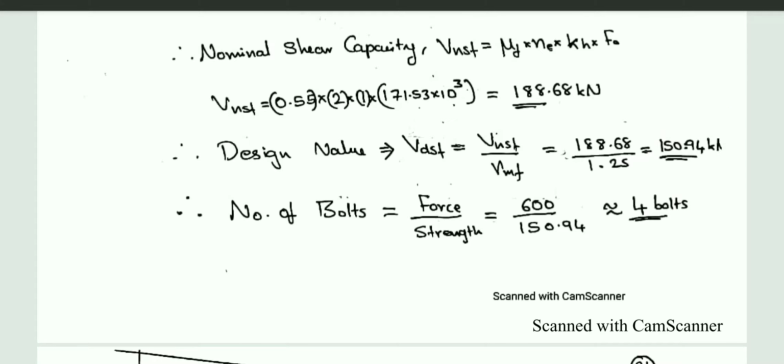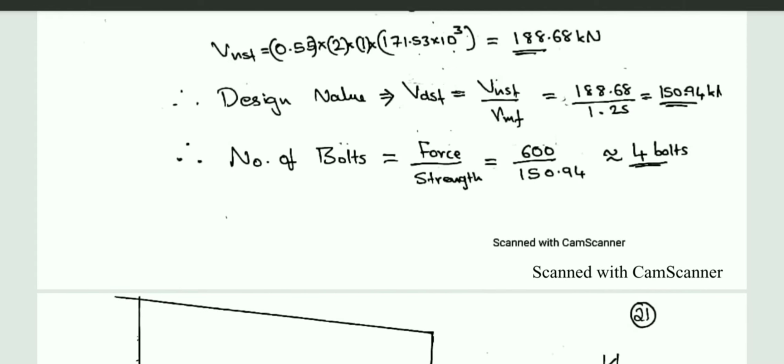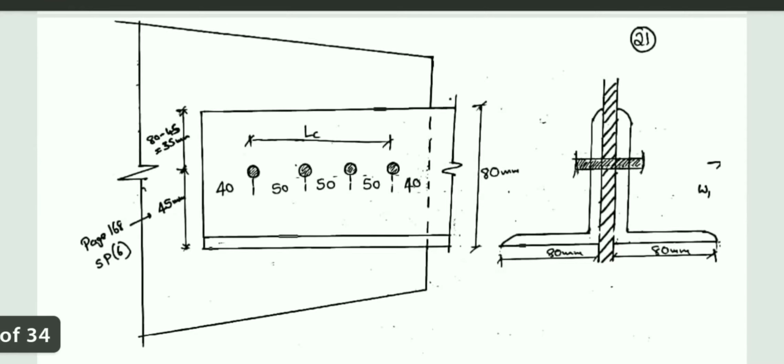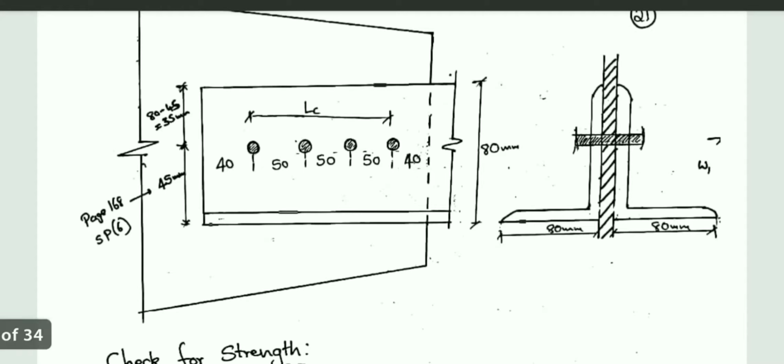Okay, so the load to be taken, or the force to be transferred, divided by the strength of the bolt. The strength of the bolt is 150, and the load to be transferred is 600. 600 divided by 150, you will get almost 4 bolts to be used for the connection. So this will be the connection. Okay, this will be the way to connect.